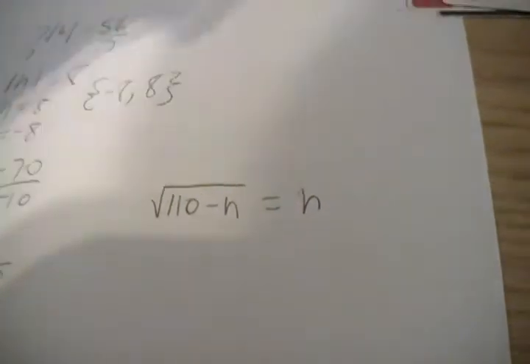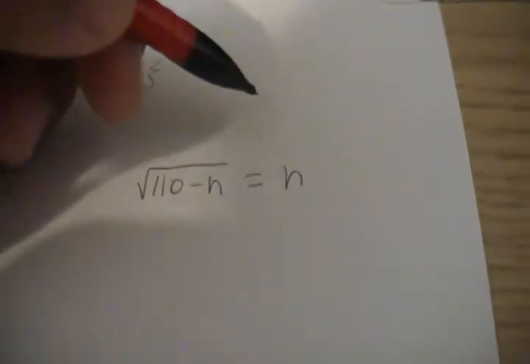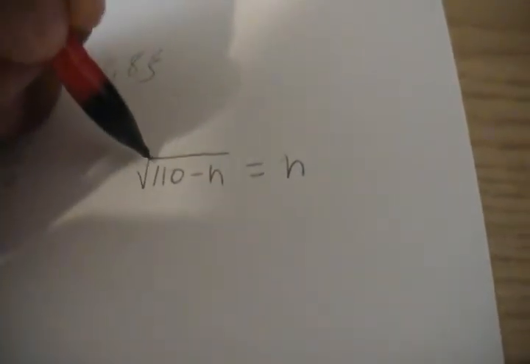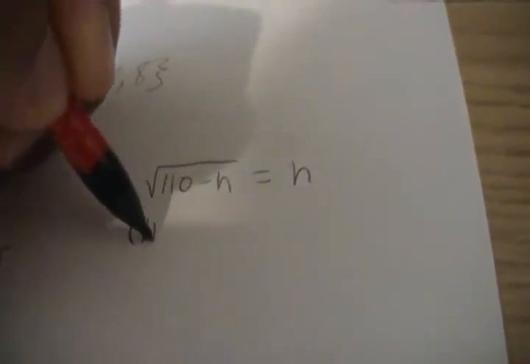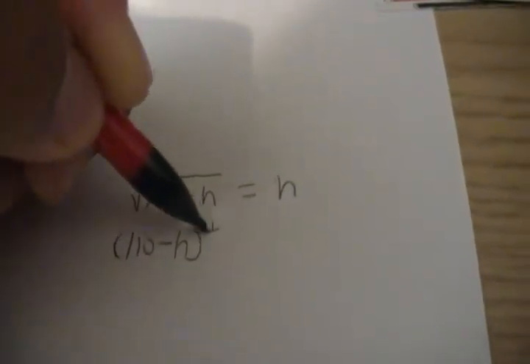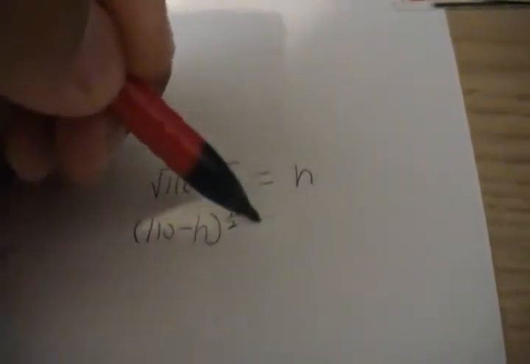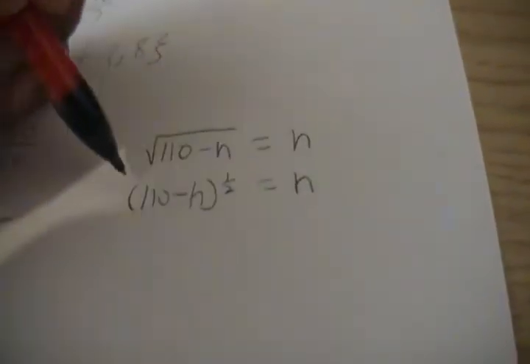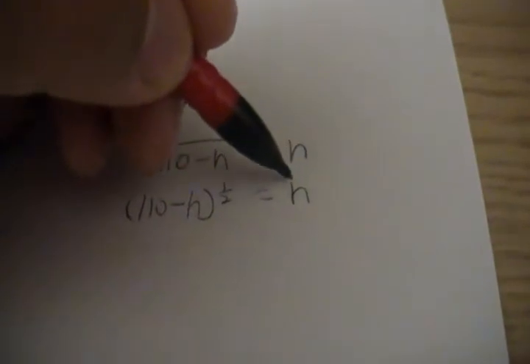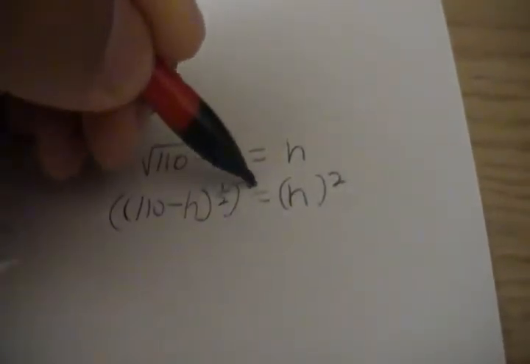Now, the first thing you want to do is get rid of the square root. To get rid of square roots, we have to try to cancel out the square root. So here's what we do. Let's rewrite the square root of 110 minus n as 110 minus n to the 1/2 power. Now you'll know what I'm trying to do here. If you remember your exponents, what we're going to do is square both sides.